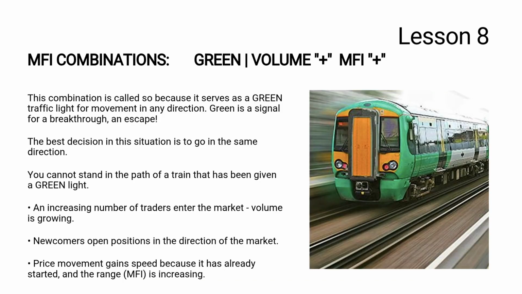The green state is your green light for movement. Volume is up, new traders are entering. MFI is up, price is moving efficiently. This represents a breakout or an escape from a level. Think of it like a high-speed train that has just been given the signal to go. You cannot stand in its path. The best decision here is to follow the trend. Price movement is gaining speed because the conviction is high.